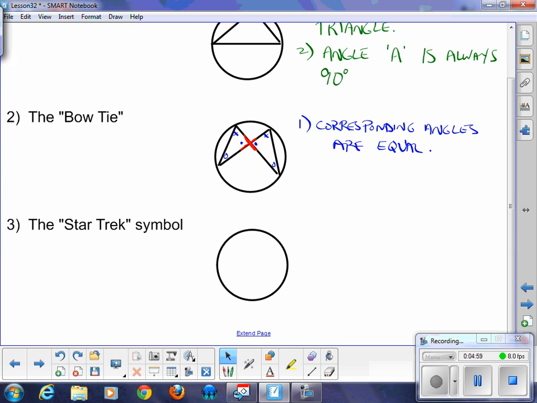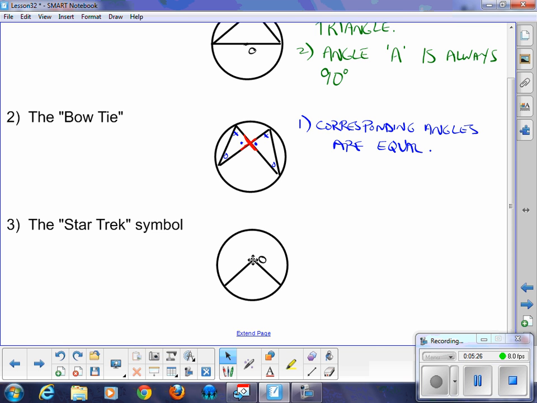Finally, I call this the Star Trek symbol. That's because I'm a bit of a geek and I like Star Trek, and that's the first thing I thought of when I saw this particular property given. The Star Trek symbol basically has two radiuses, or radii, from the center of the circle. And if you see an O, it means that those are coming from the center of the circle. So I should add that up top here. O. Now, the bow tie does not go through the center of the circle. Please note that. This one does, though.